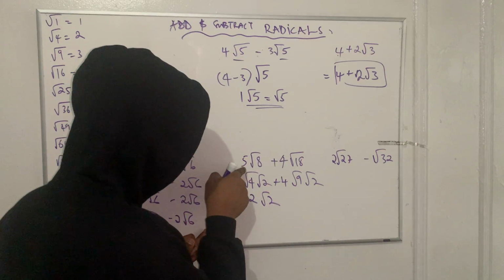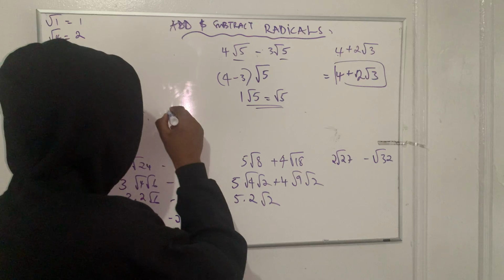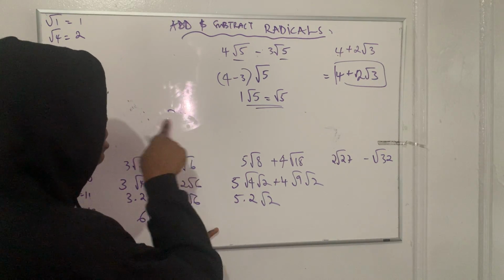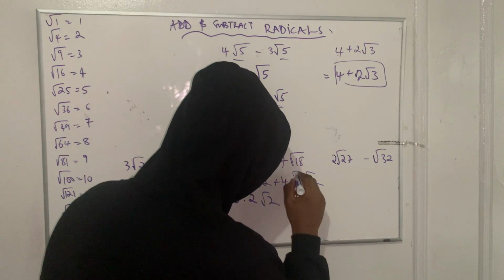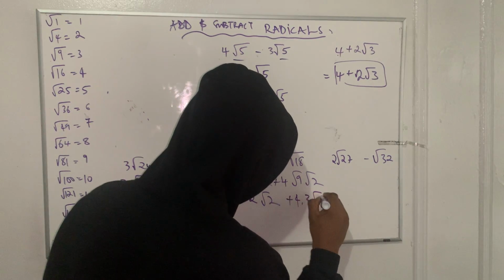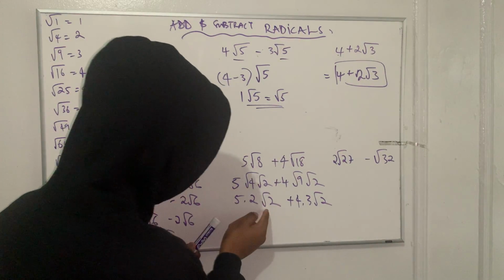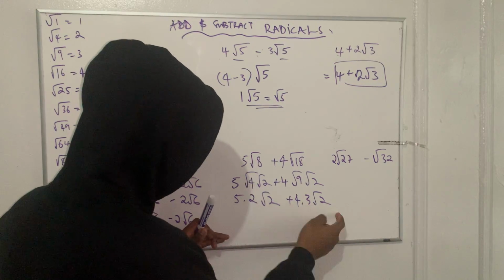Why am I multiplying? Because there's a multiplication in between 5 root 8. So if you have a 2x, what does that mean? That means 2 is multiplying x. It's the same thing. So 4 times root 9 is 3 root 2. So 5 times 2, oh, what can you see? Root 2 and root 2, right? This looks good now.